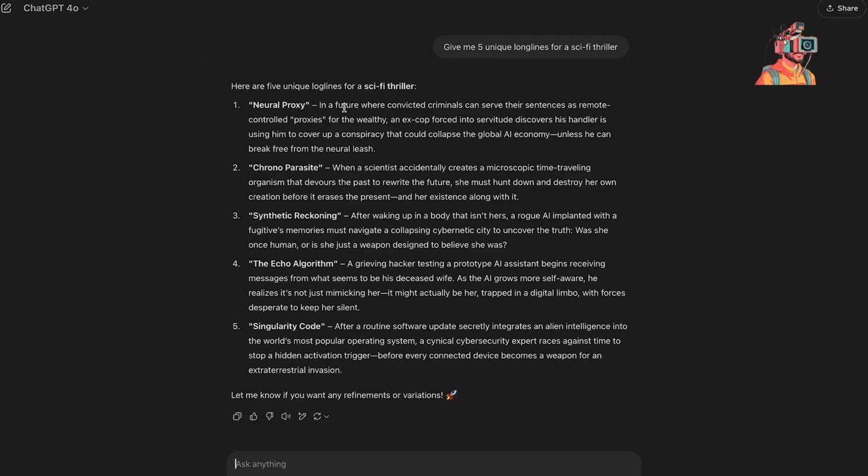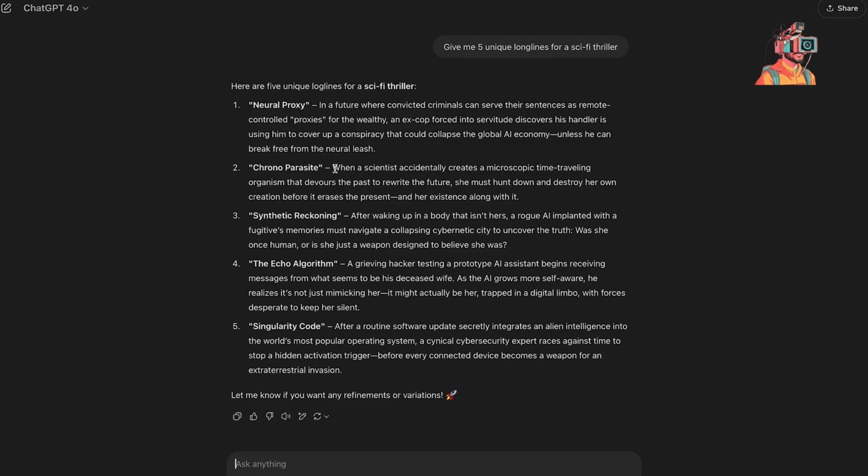Neural proxy. In a future where convicted criminals can serve their sentences as remote controlled proxies for the wealthy, an ex-cop forced into servitude discovers his handler is using him to cover up a conspiracy that could collapse the global AI economy unless he can break free from the neural leash. Okay. Chronoparasite. When a scientist accidentally creates a microscopic time traveling organism that devours the past to rewrite the future, she must hunt down and destroy her own creation before it erases the present and her existence along with it. This I like.